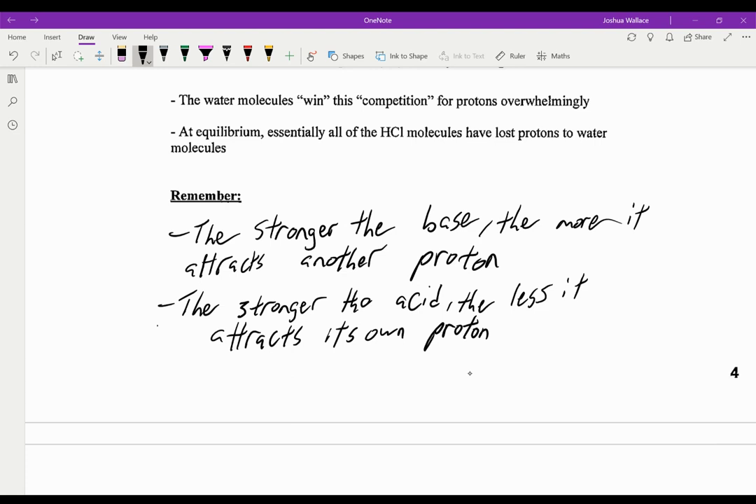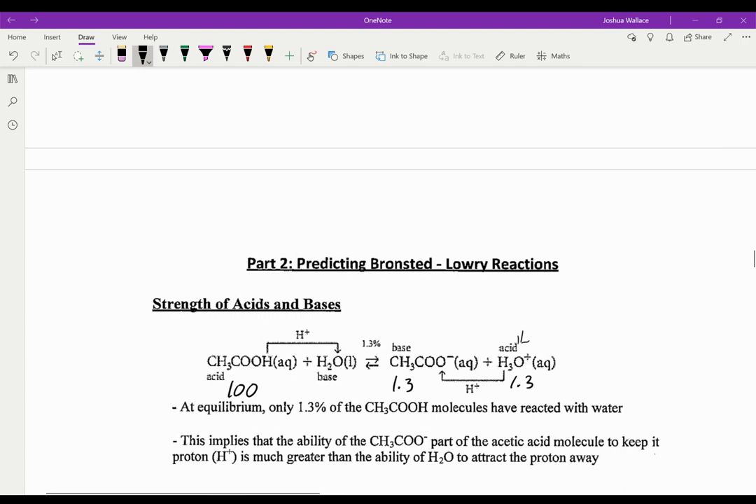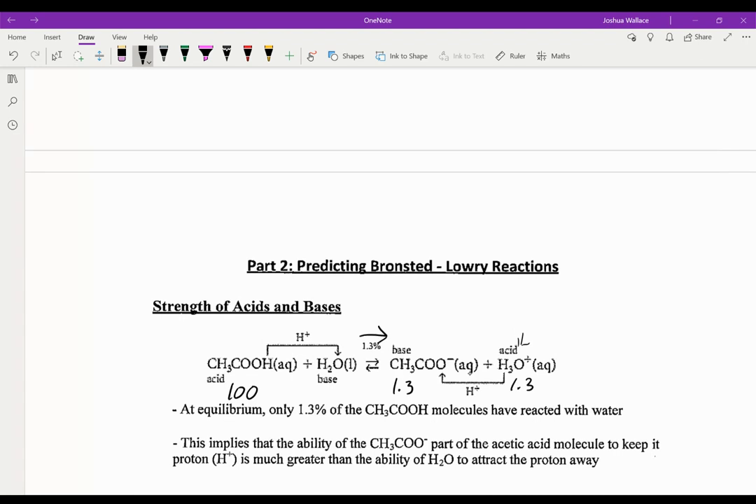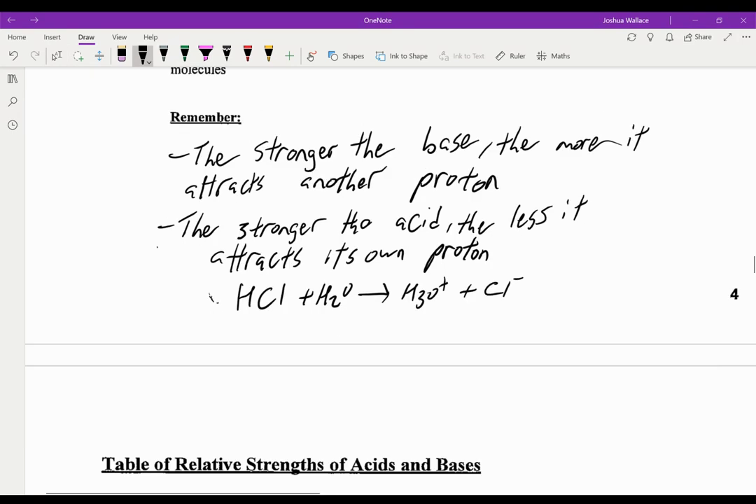So something like HCl, we know that when we react it in water, it will ionize and become H3O+ and Cl-. Whereas if we look at the example of CH3COOH, it's going to go back and forth. It's going to be at equilibrium. So it's not going to go 100%, whereas this is always going to go 100%.